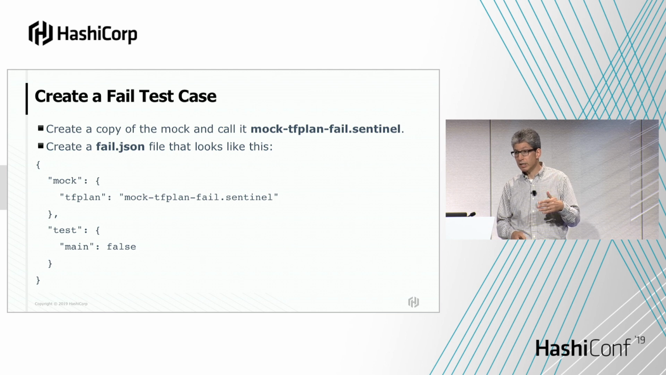You'd like everything to be green. I mentioned that earlier, which means that when you have a test case that's a failure test case, you want the main rule to return false so that failure of the main rule makes the test case pass. So it's a little bit odd.